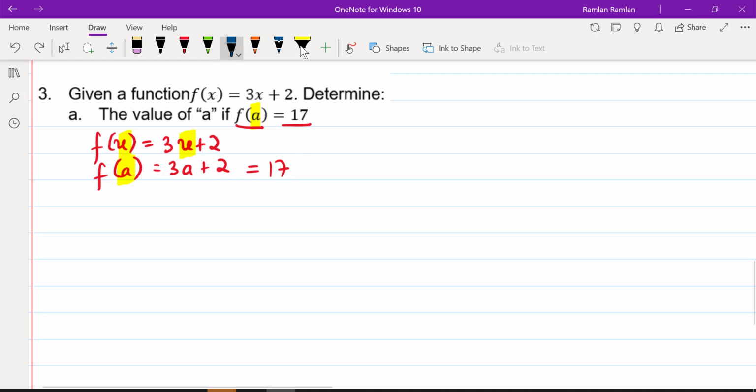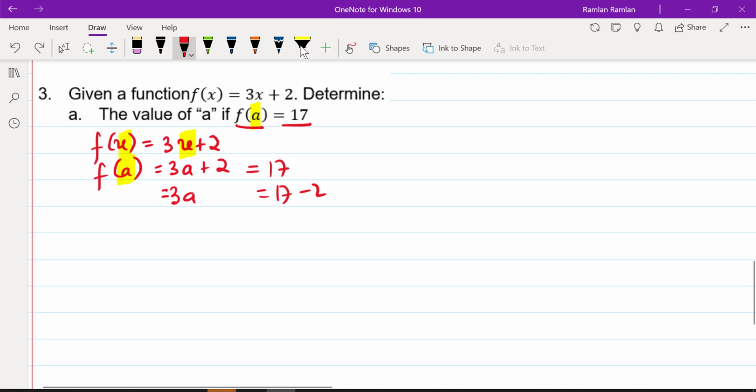Okay, the first thing I do is to get rid of this 2 by subtracting both sides by 2, so there'll be 3a equals 17 minus 2. Guys, do not put the minus 2 again here, because if you do that, this side should also be minus 2. So don't write this down again below this. Enough until this line over here. Just solve this equation.